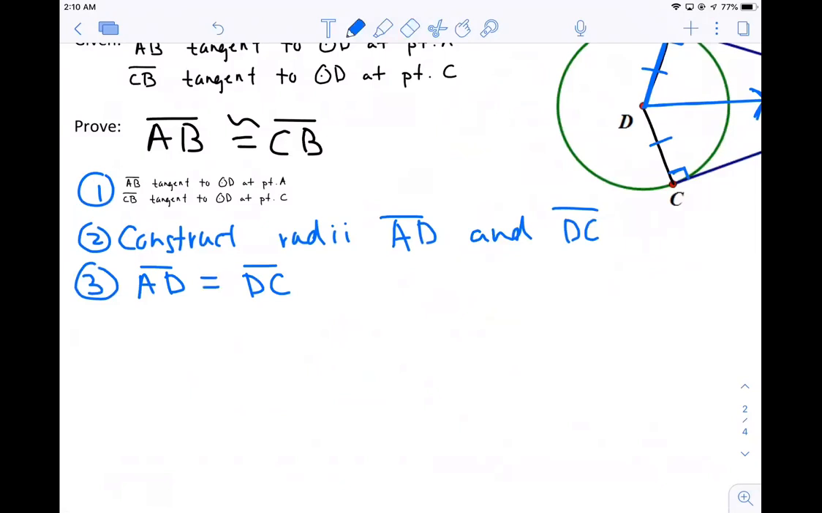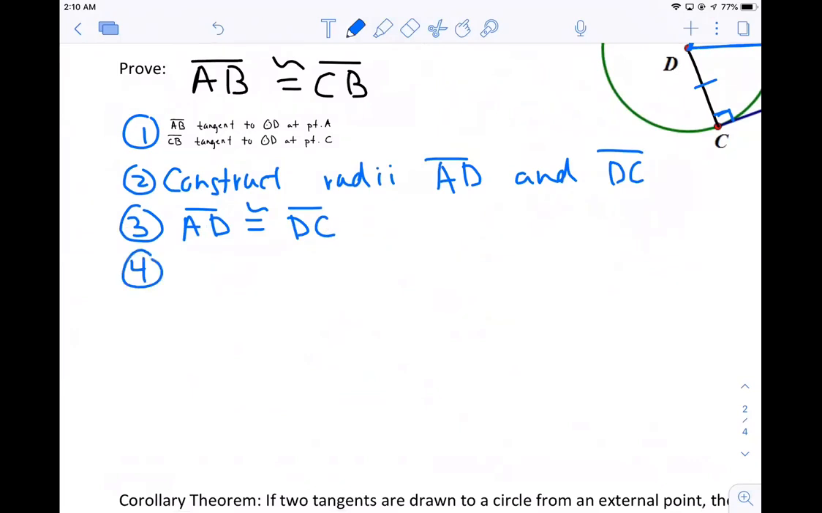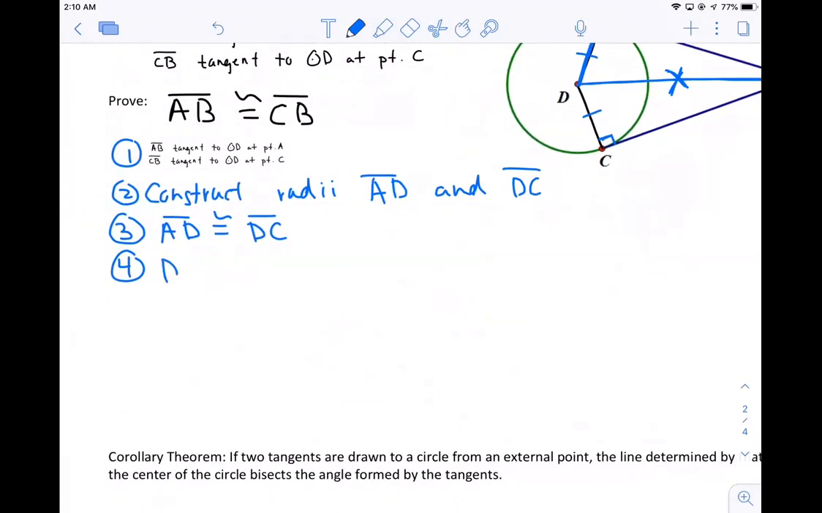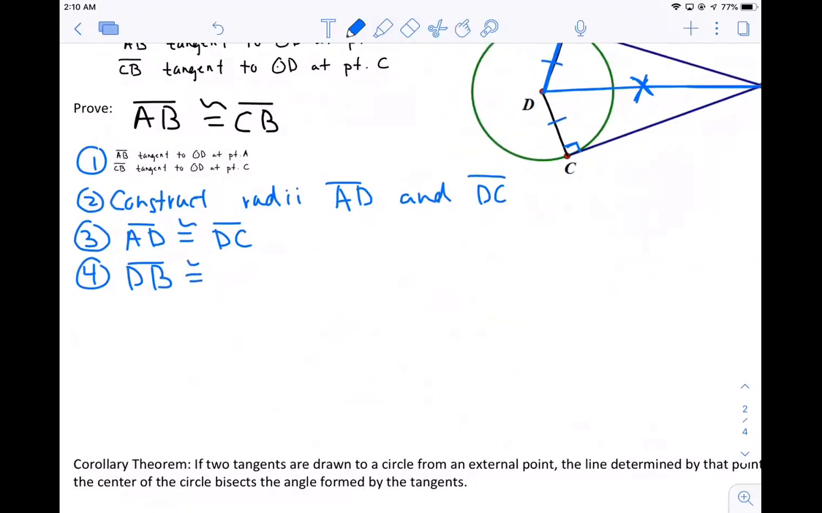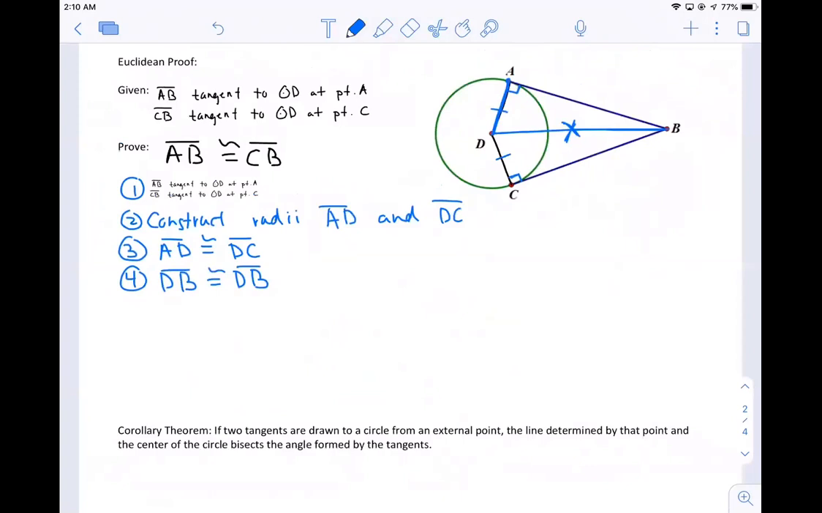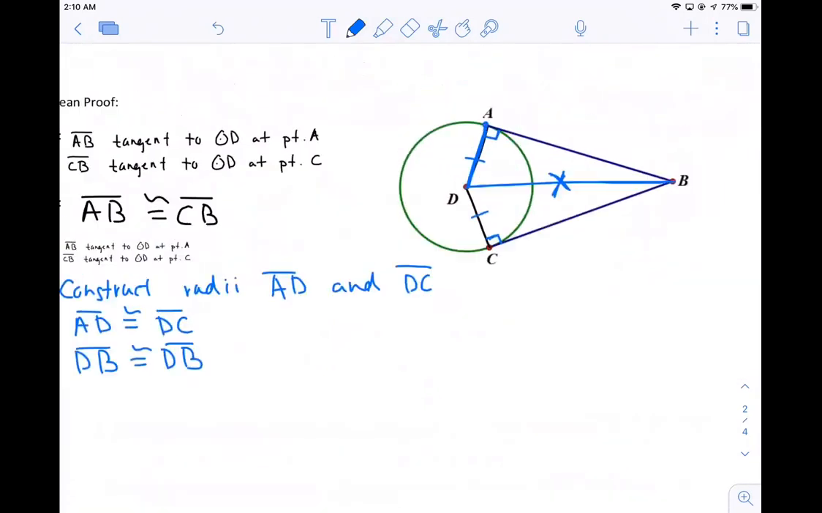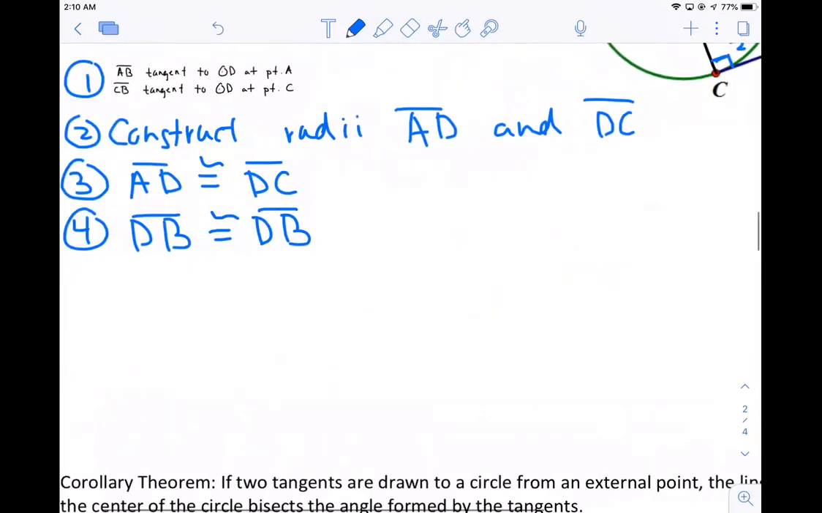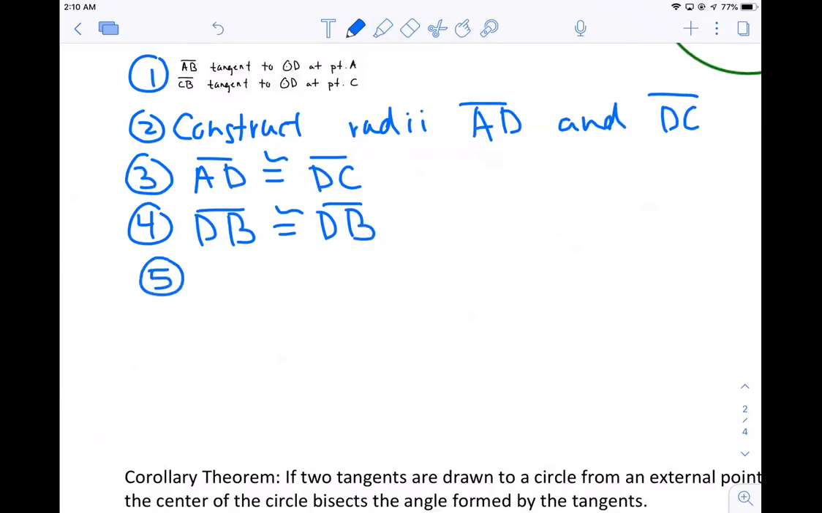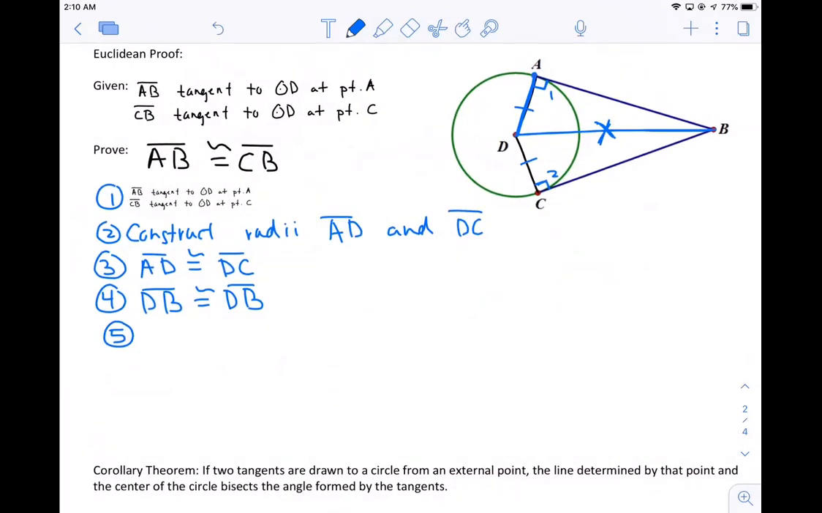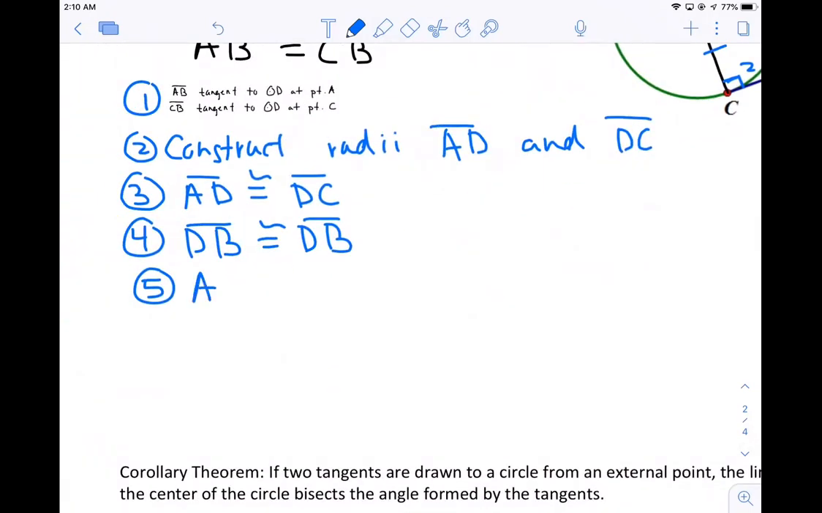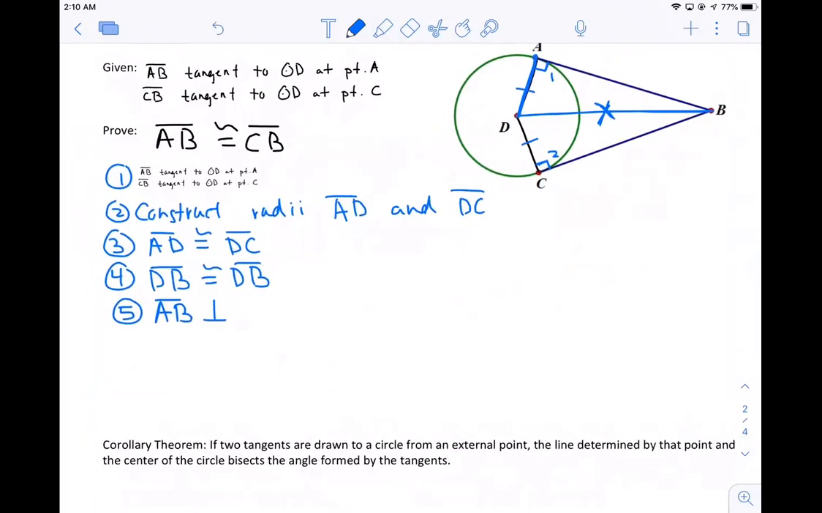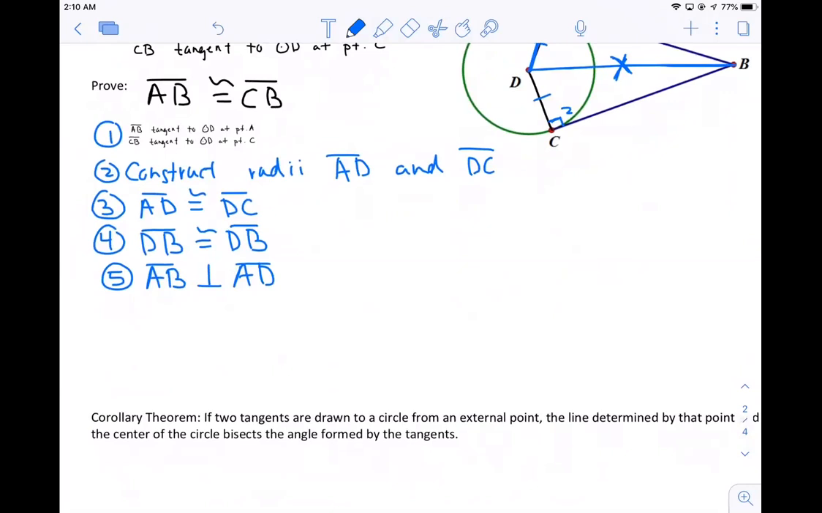Right, and of course they're congruent because radii of the same circle are congruent. Step four, let's use the reflexive property next: DB is congruent to DB. And now we have to say they're right triangles, so let me call this angle 1 and angle 2. Before I say those are right angles, I'm going to say AB is perpendicular to AD, and BC is perpendicular to DC.